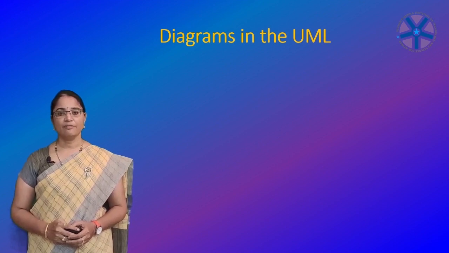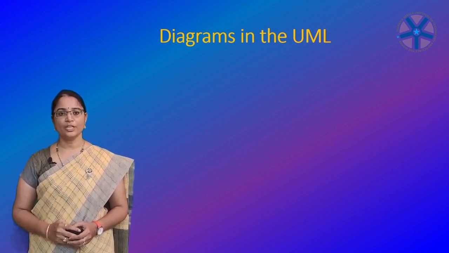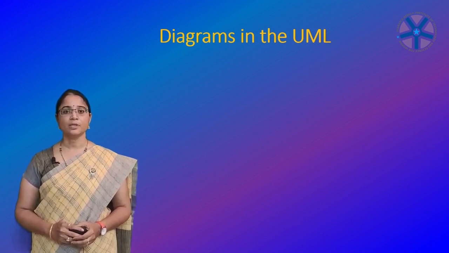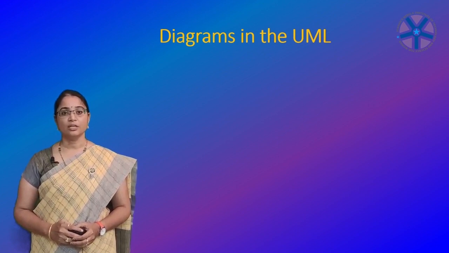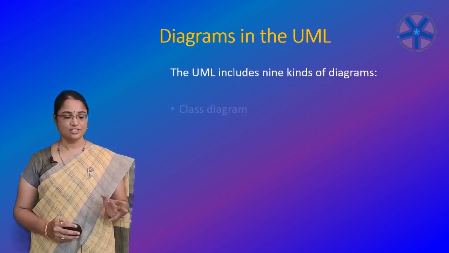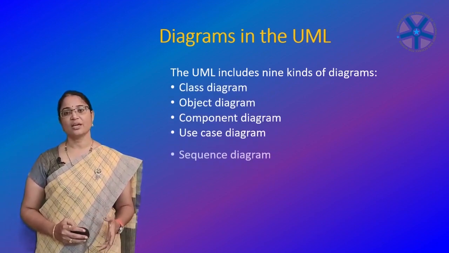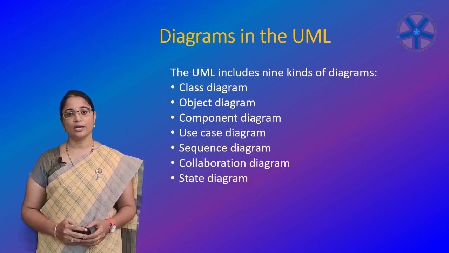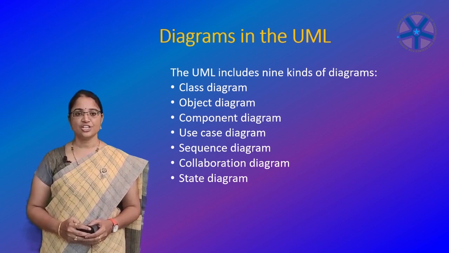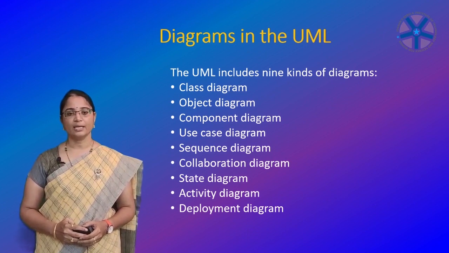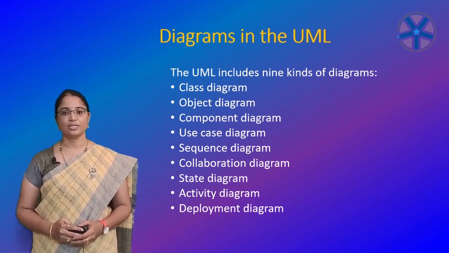In practice, however, a small number of common combinations arise which are consistent with the five most useful views that comprise the architecture of the software-intensive system. For this reason, the UML includes nine kinds of diagrams. They are class diagram, object diagram, component diagram, use case diagram, sequence diagram, collaboration diagram (sequence and collaboration are isomorphic diagrams), state chart diagram, activity diagram, and deployment diagram. These are the nine types of diagrams which we are going to study in our next chapters.